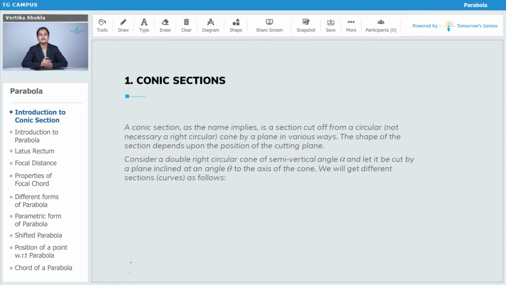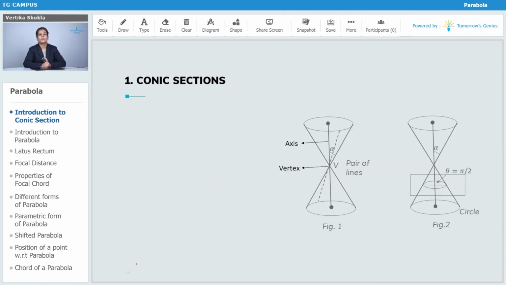Consider a double right circular cone of semi-vertical angle alpha and let it be cut by a plane inclined at an angle theta to the axis of the cone. We will get different sections or curves as follows. So now we will see how by cutting the cone by a plane, we will get different structures. The first structure that we can see here in figure 1 is a pair of lines.